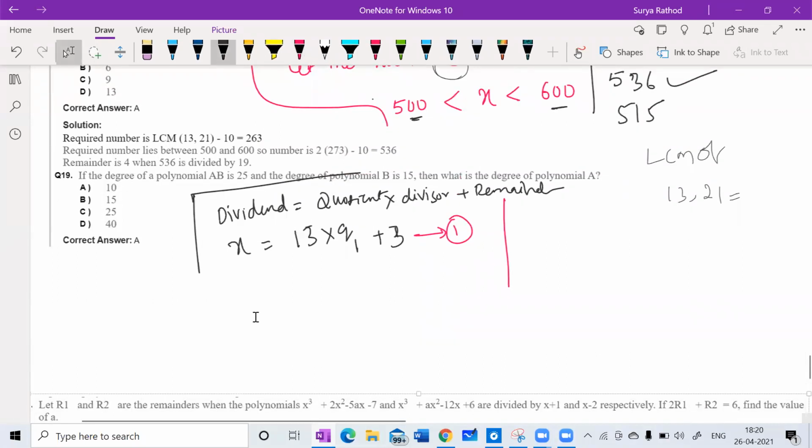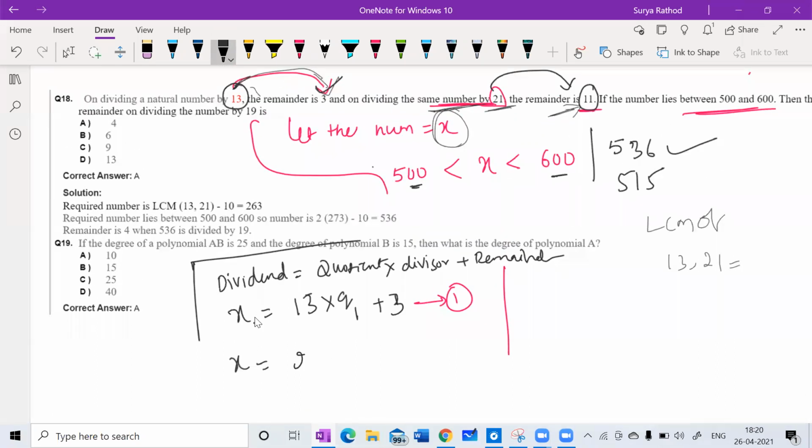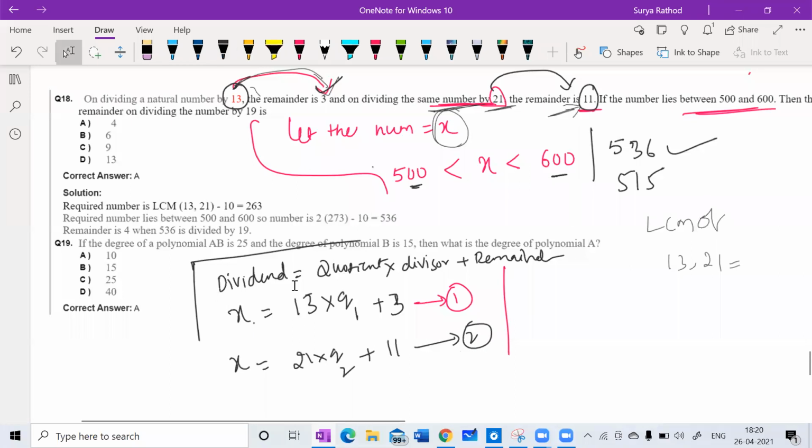Let us talk about the second equation now. See here, second number x1. This is my x1. This is my x2. Same number, right? So no need of giving the name. And the second equation is what? If I am dividing with 21, the quotient is q2 and the remainder is 11. Let me take this as the second equation. Getting my point? Any doubt?